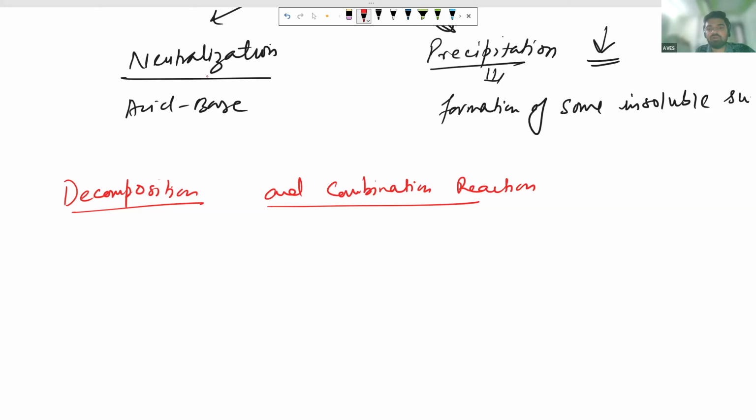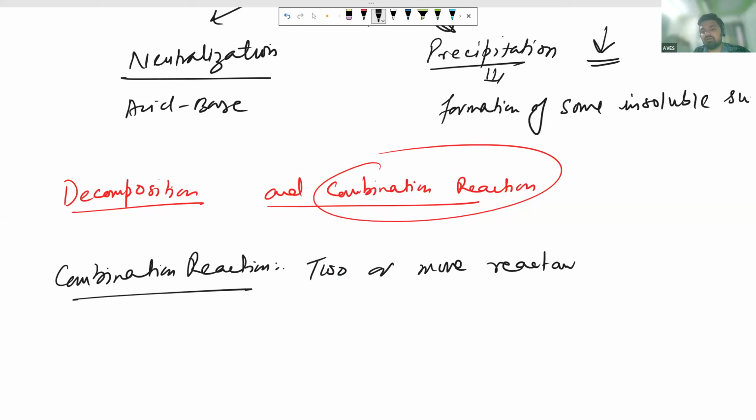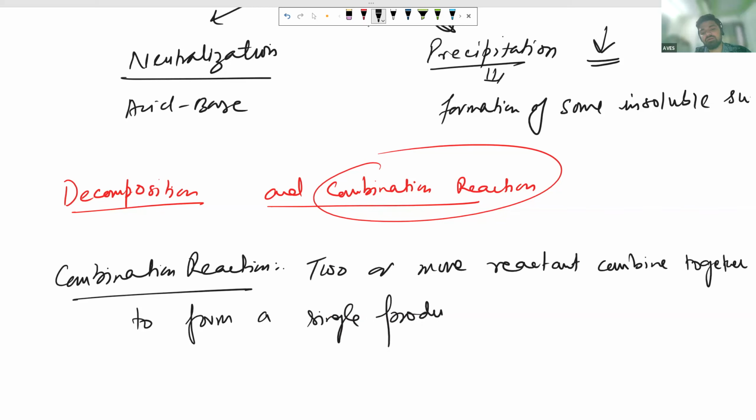So in the combination reaction, two or more reactants combine together to form a single product. You note it down. Two or more reactants combine together to form a single product.